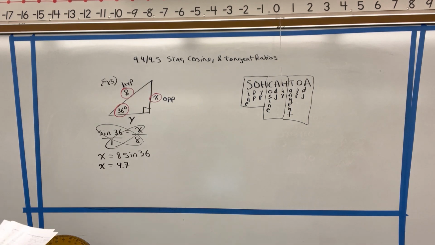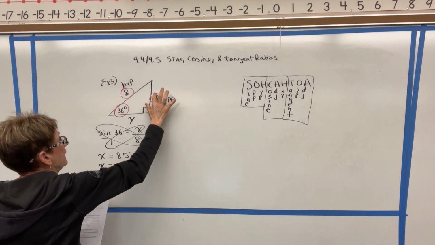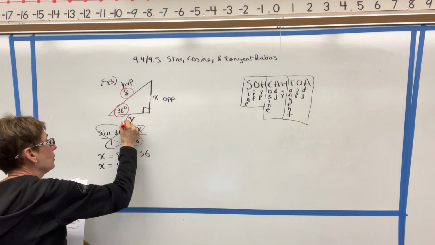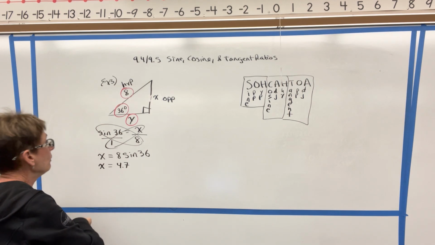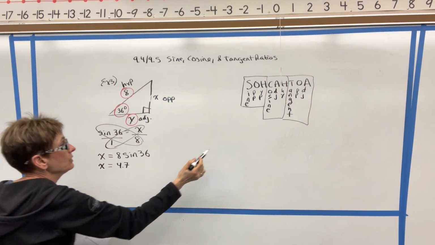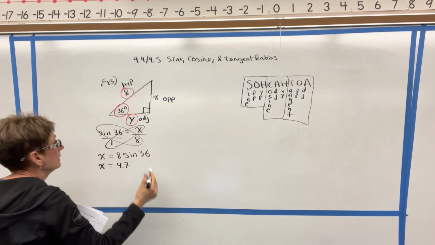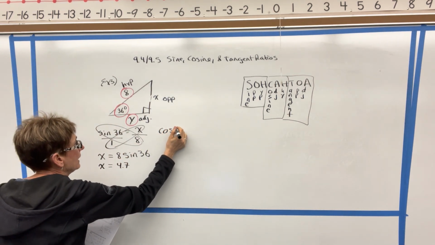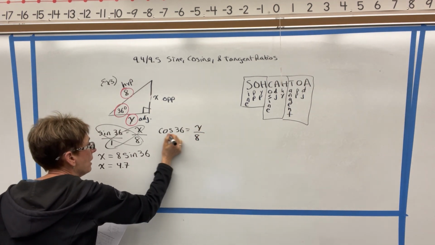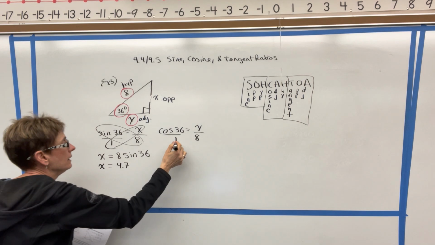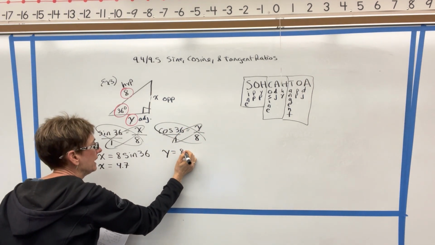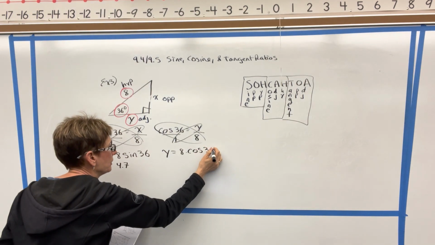Now, let's use another trig ratio to solve for Y. So I'm going to uncircle the X this time, and I'm going to circle Y instead. Now I'm going to notice that I'm working with an adjacent and a hypotenuse, so I'm going to see that I need cosine. So I'm going to say the cosine of 36 is adjacent, which would be y, over hypotenuse, which would be 8. Now when I cross multiply, I'm going to get y equals 8 times the cosine of 36.